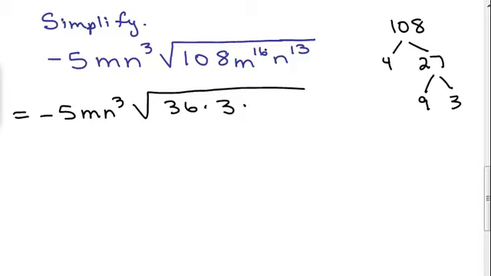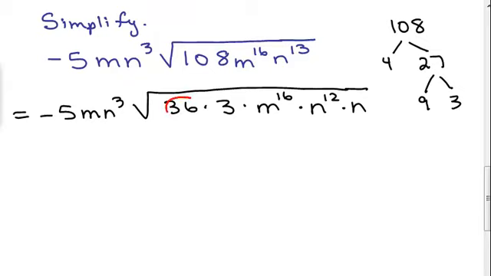And m to the 16th, when you have an even exponent, that's already a perfect square. But for n cubed, 3 is odd, so I want to write this with an even exponent, so n squared times n. And now we could take out the perfect squares.